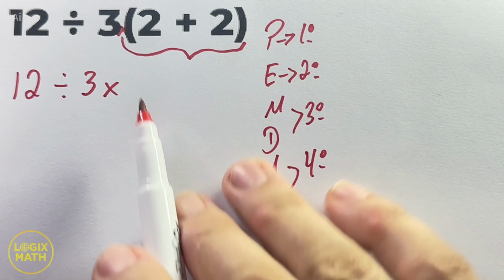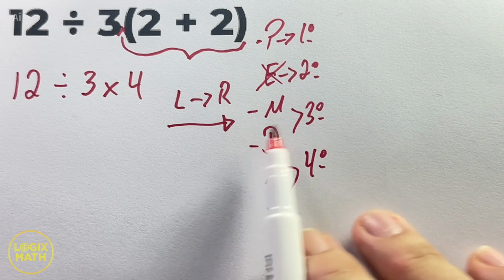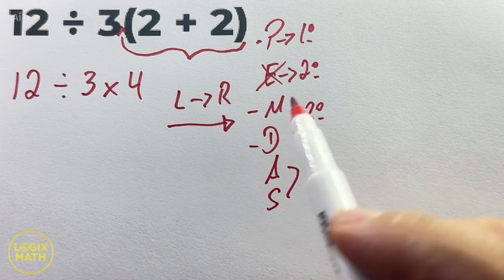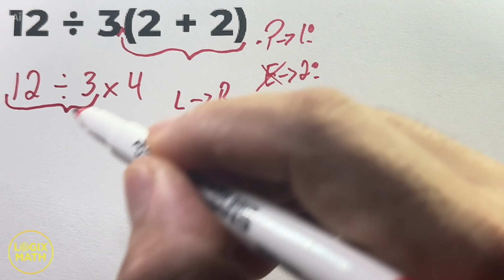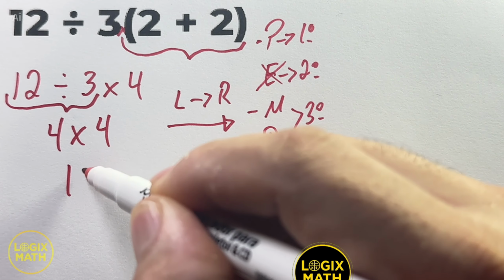There's no exponential, but there is multiplication and division. And now, which one do I do first? Division or multiplication? Yes, in fact, the sequence is from left to right, following this logic here. When they have the same, let's say, importance, you go from left to right. So first we are going to do the division, okay? 12 divided by 3 will give 4. 4 times 4 will equal 16. This is the correct answer.